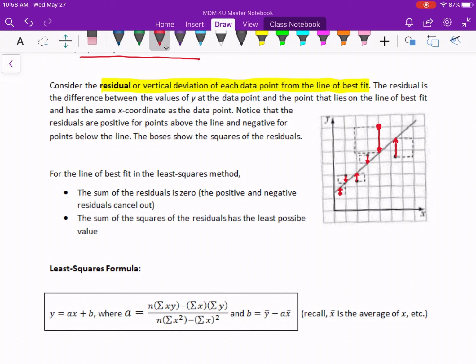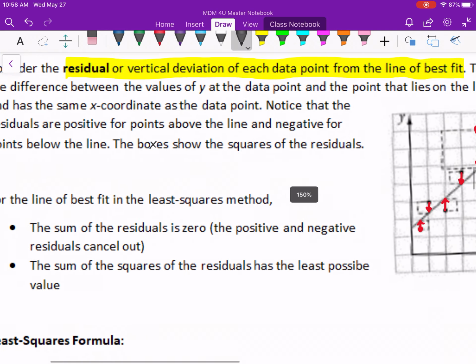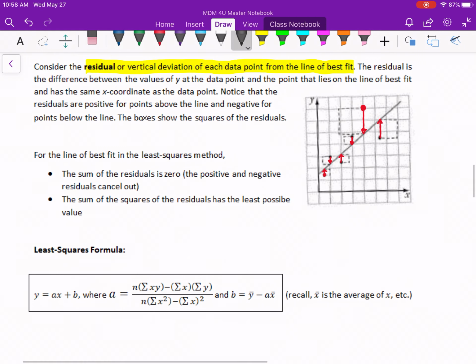The boxes show the squares of the residuals. The boxes, that's what it should say. It should say the boxes show the squares of the residuals. So the boxes show the squares of the residuals. In other words, if we take, let's go back to this one here. I just leave that one there.